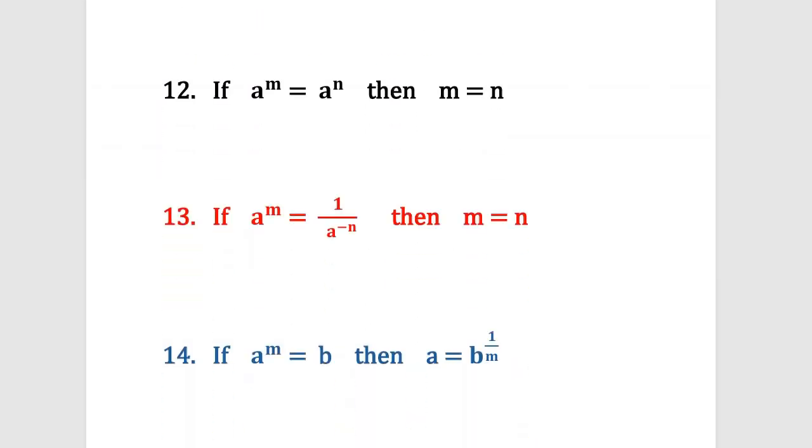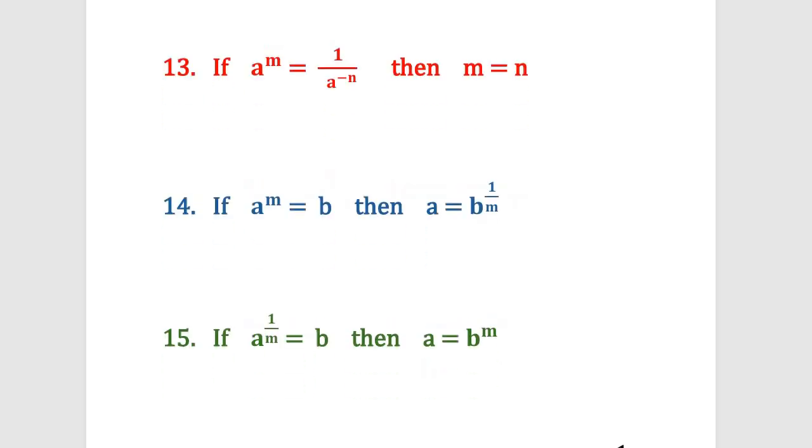Formula number 12, if a to the power m equals a to the power n, in this case the powers are different, but the bases are equal. Then we can write that the powers are equal, m equals n. This is formula number 12.